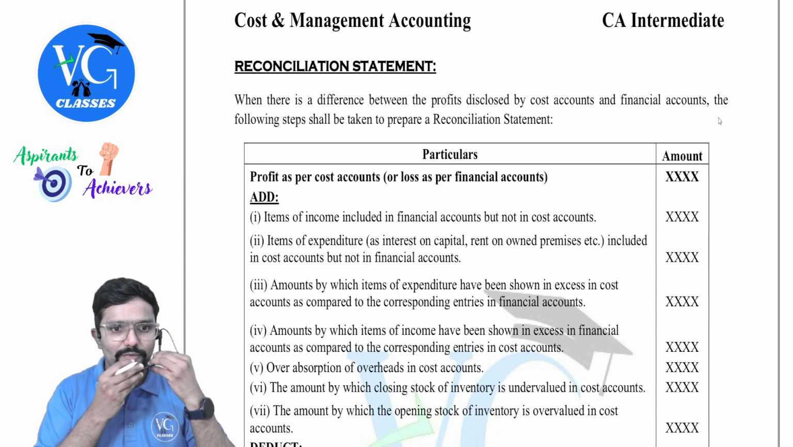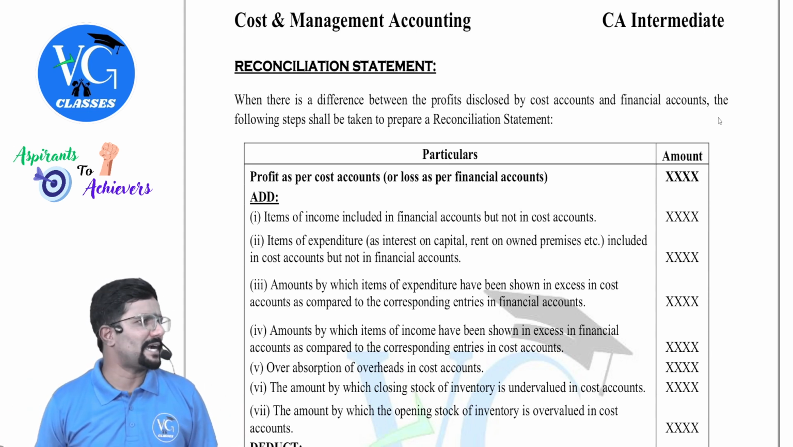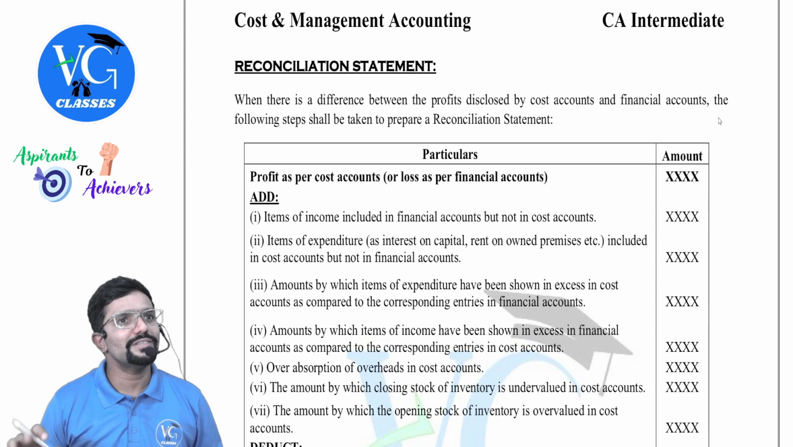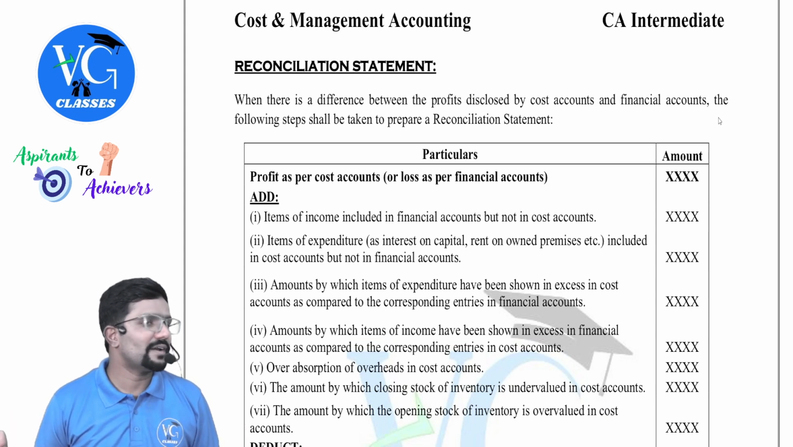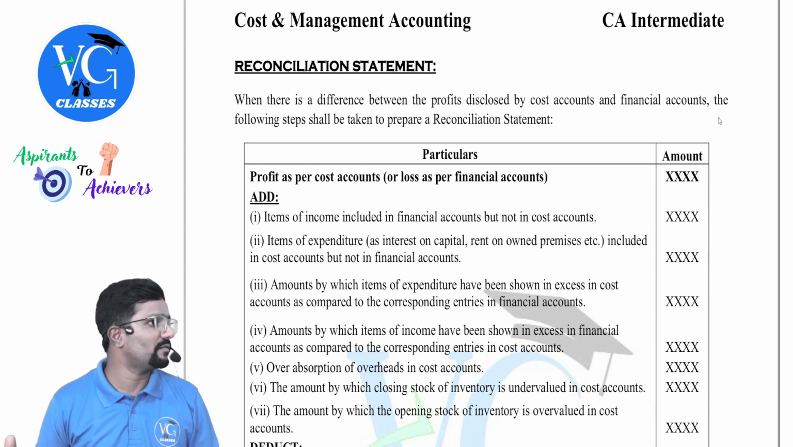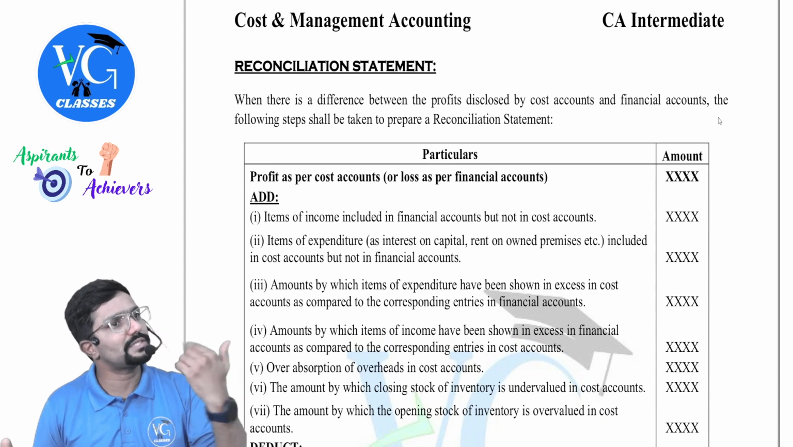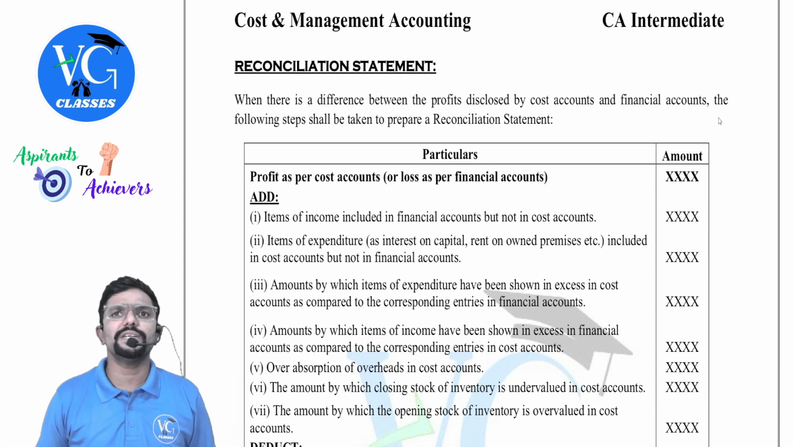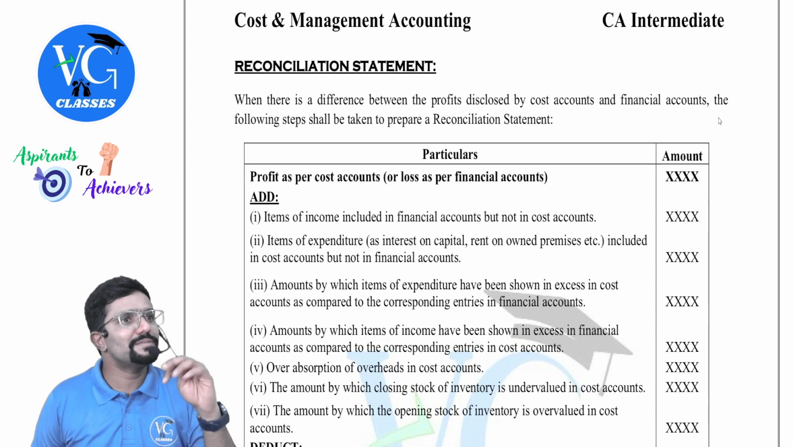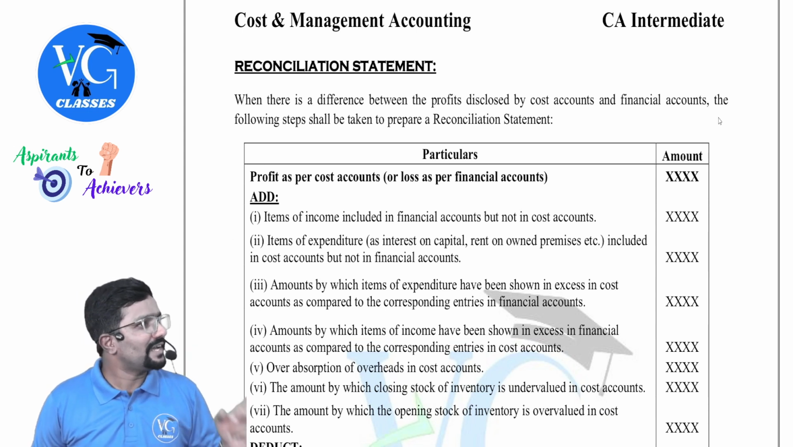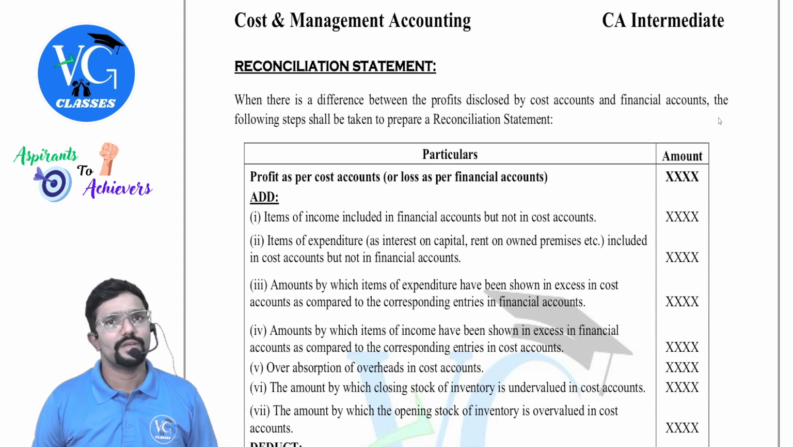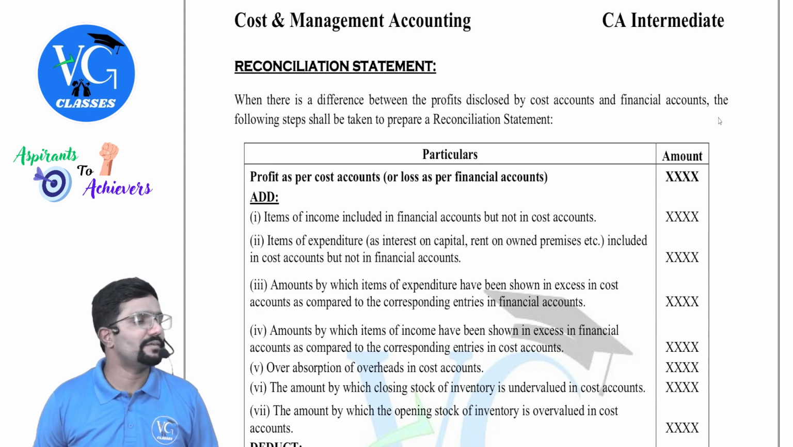What are those, sir? Profit as per either of the books, you take it as a starting point. That is your choice. If they have given both the profits in the question, it is your choice. Sometimes they may give both and ask you to start with financial profit, or start with costing profit. If they have not mentioned anything like that, the choice is yours. If not, sometimes they may give only one profit and ask you to find out the other profit. That means you need to start with whatever they have given.